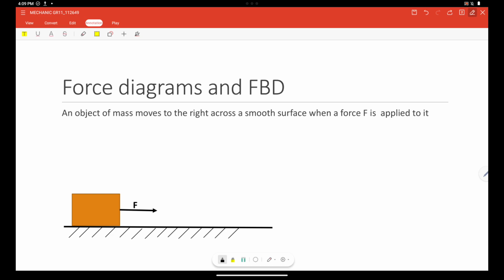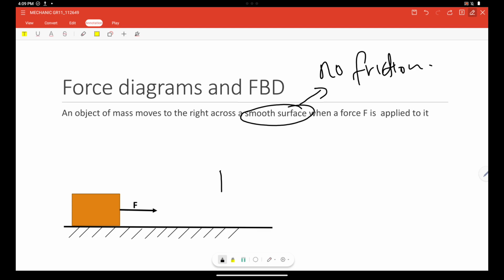So an object of mass m moves to the right across a smooth surface. Smooth. What is that telling us? Smooth is telling us that there is no frictional force. So if I were to draw a force diagram, I need to take this object represented with a block.